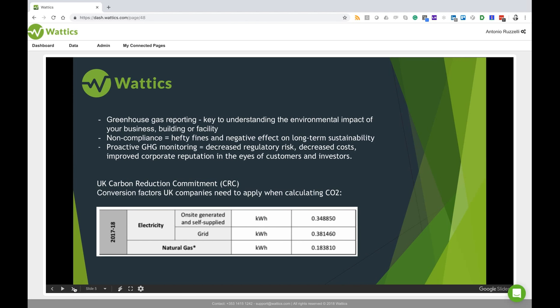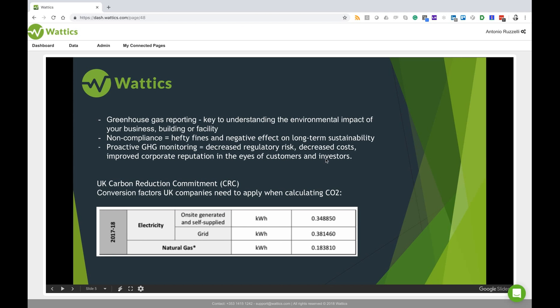Greenhouse reporting is key to understanding the environmental impact of your business, building or facility, as well as how, if not properly addressed, non-compliance with mandatory regulation could incur hefty fines and have a negative effect on long-term sustainability. Proactively monitoring carbon emission, therefore, decreases regulatory risk, decreases costs, and improves corporate reputation among customers and investors.